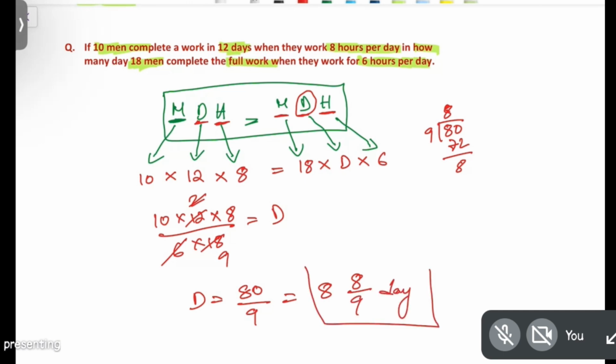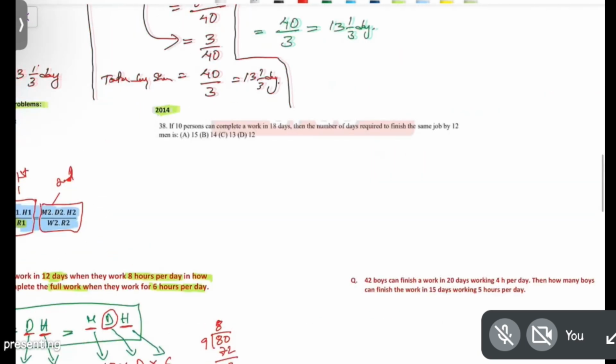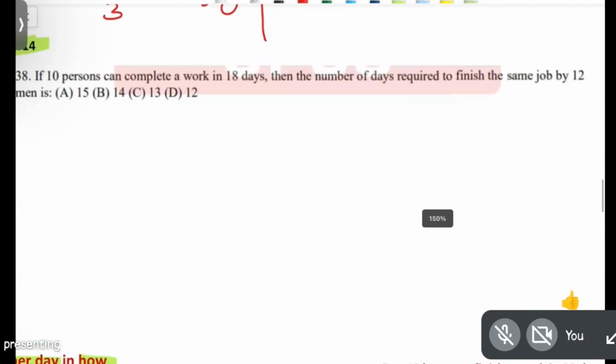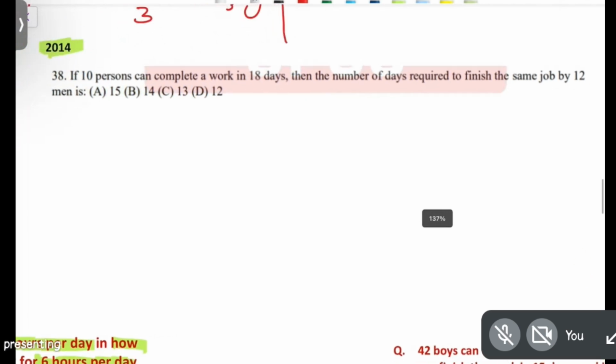Are we clear with this? Any doubts regarding this topic? This type? Yes, no? Yes, okay. We'll try this question, okay?